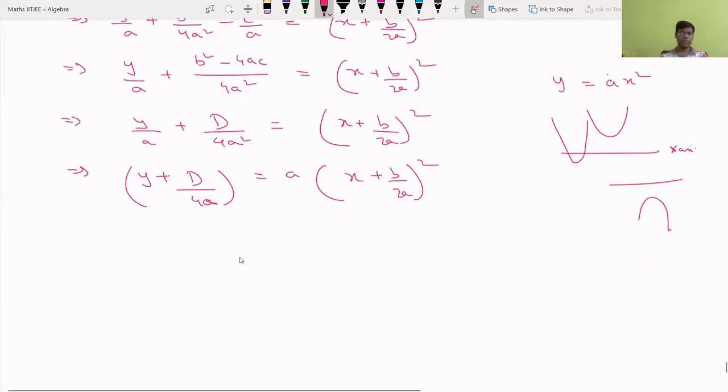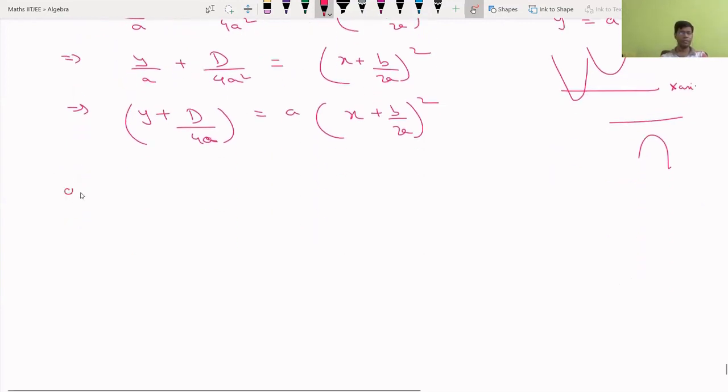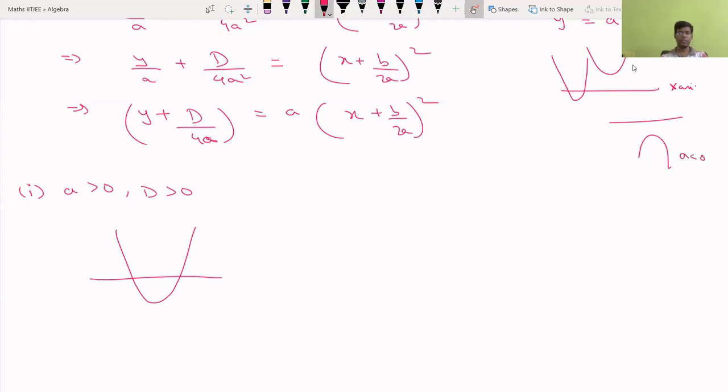So now let's specifically draw the graph when a is greater than 0 and D is greater than 0. So this is my first case. When a is greater than 0 and D is greater than 0, I will have a graph like this. That basically means it will have real roots, two distinct roots, and a is positive. When a is positive, it is a U, and when a is negative, then this is an upside down U. This is for a less than 0, and this is a greater than 0. Okay, so this is my first case.